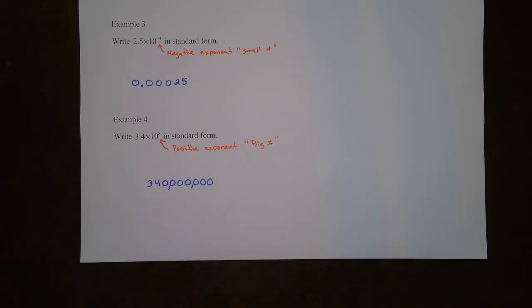Not in scientific notation, I said the wrong thing. In standard form, 3.4 times 10 to the 8th is 340 million. So big number, right? Okay, let's do the dimensional analysis next.